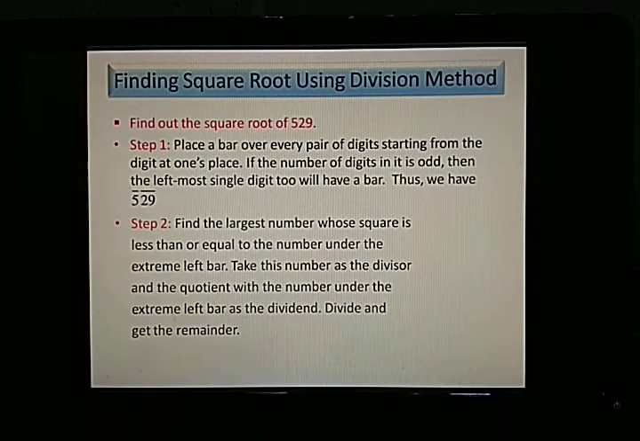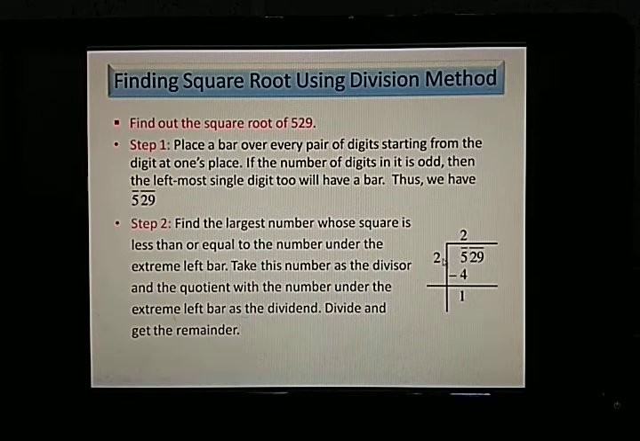Find the largest number whose square is less than or equal to the number under the extreme left bar. Take this number as the divisor and the quotient, with the number under the extreme left bar as the dividend. Divide and get the remainder. What is the largest number whose square is less than or equal to 5, not more than that? Obviously that number is 2. The square of 2 is 4, which is less than 5. Clear? So we write 2 here as the divisor.